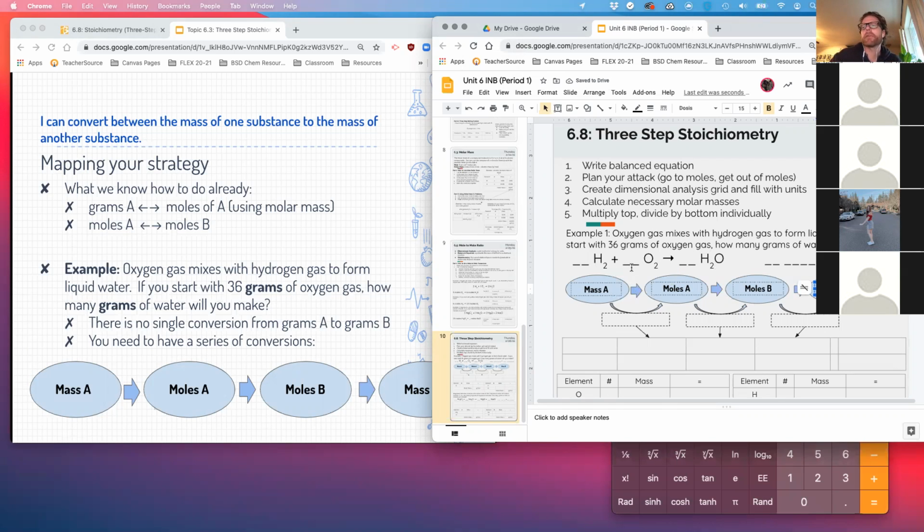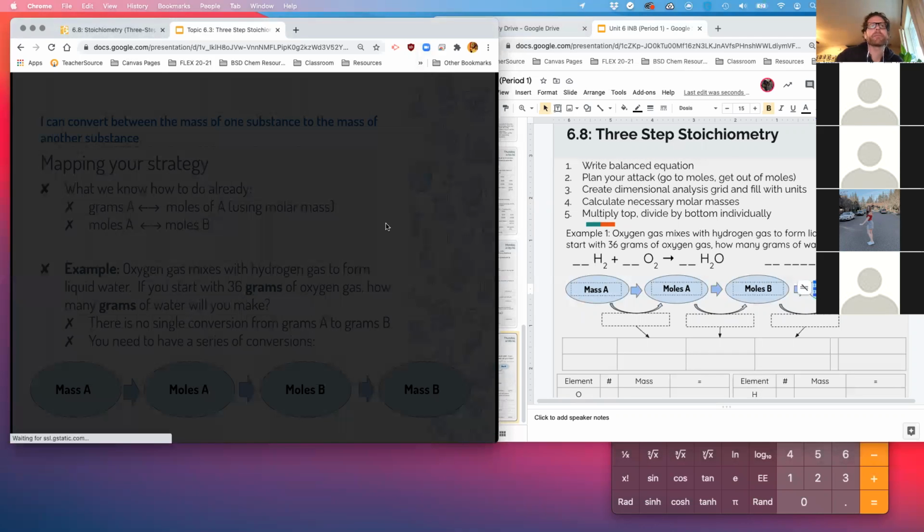I call this mapping it out. This is called stoichiometry island. So we start right here, mass of oxygen. We go to moles of oxygen, moles of water, to grams of water. Okay, so it's a three-step problem.